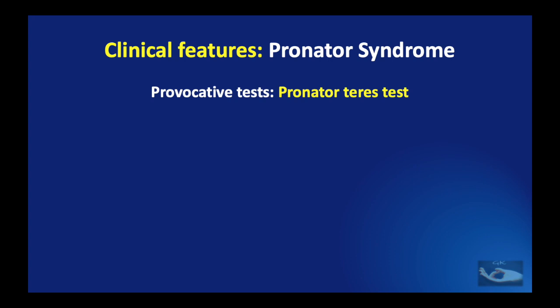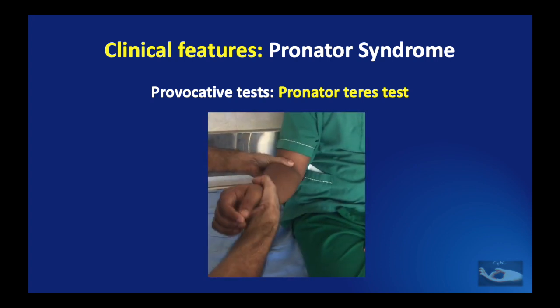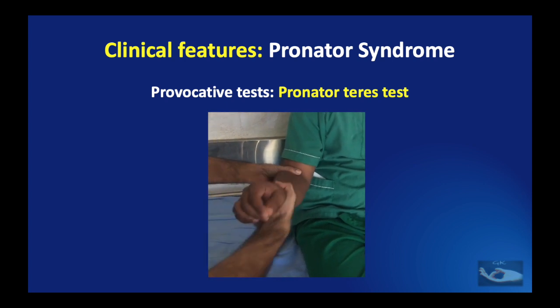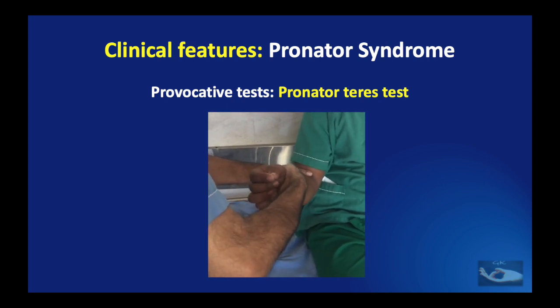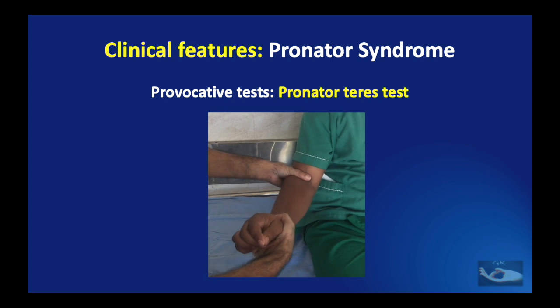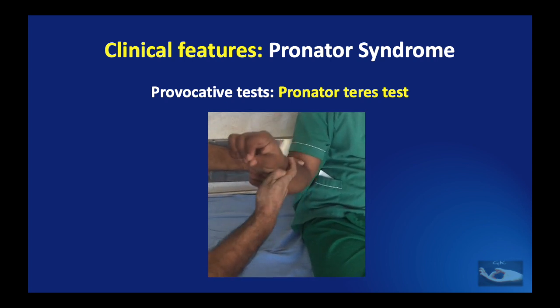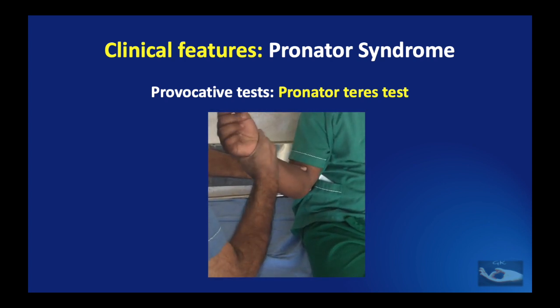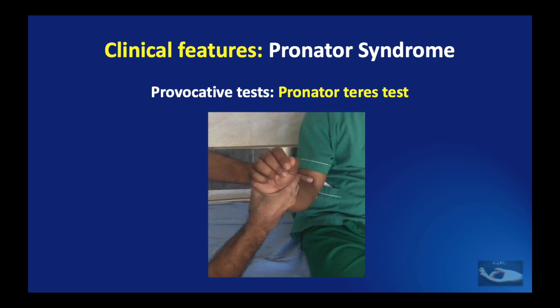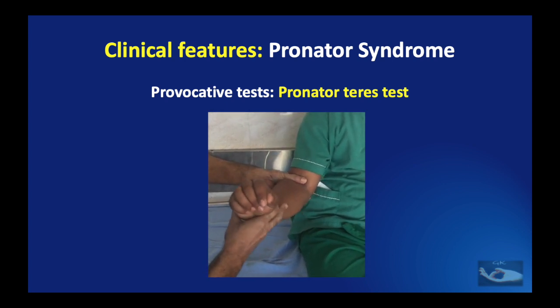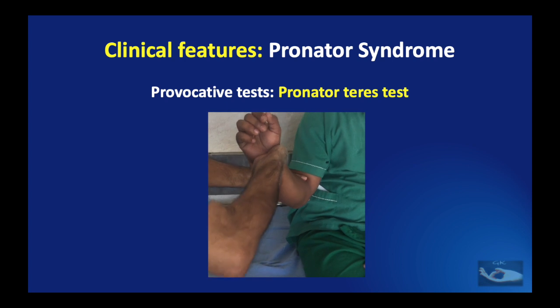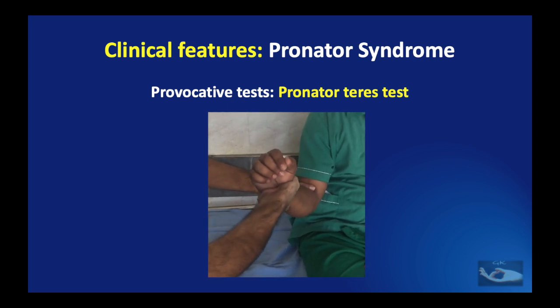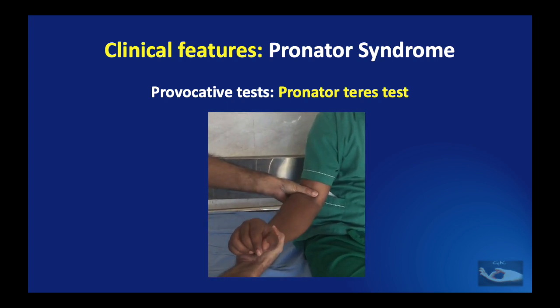A provocative test called the Pronator teres test can also be done. Here again, the patient is in sitting posture with elbow at 90-degree flexion. The patient is asked to pronate the forearm and the examiner offers resistance. At the same time, the examiner starts extending the elbow up to the straight position. If at any time during this test the patient perceives pain or tingling sensation, the test is considered positive.